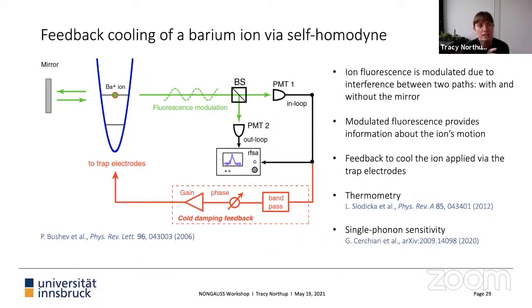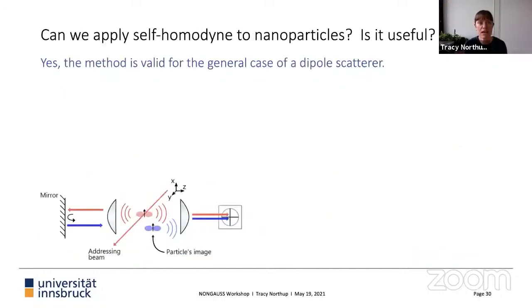So why are we calling it self-homodyne here? The homodyne aspect is this interference of these two different light paths. And the self aspect is that this is from the particle itself, that it's the emission either to the left or to the right. Okay, so this was for ions. Can we apply this method to nanoparticles? And is it going to be useful for us?